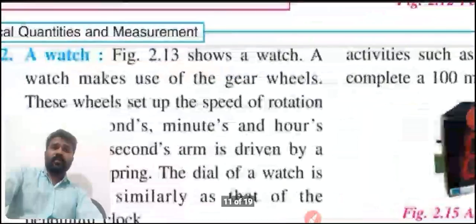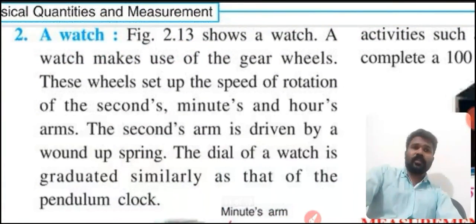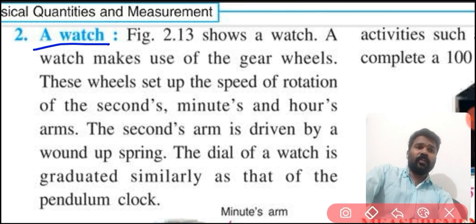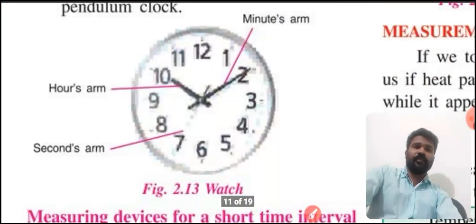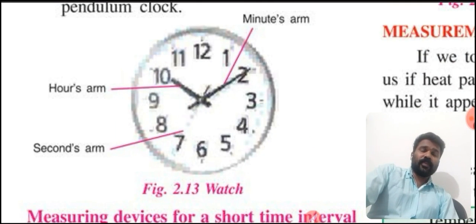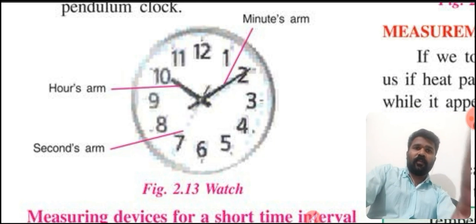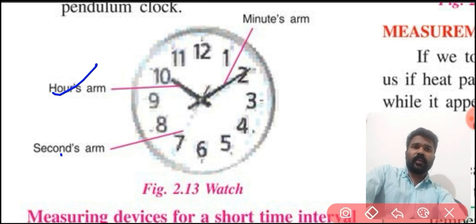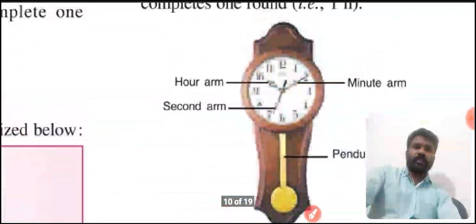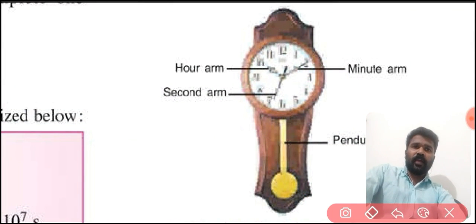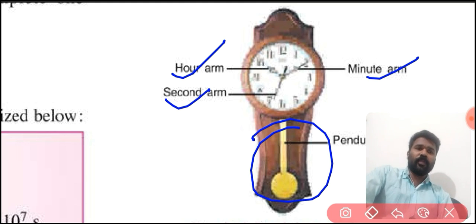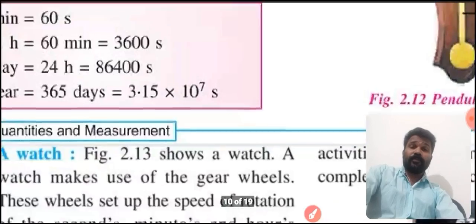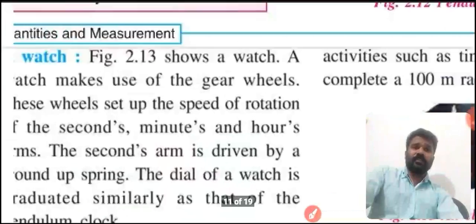Okay, students, now we are going to discuss a watch. Figure 2.13 shows a watch. It's familiar to you. Just observe the hours arm, seconds arm, minutes arm. Once again we can watch this diagram. What are the parts? You see once again, hours arm is there, seconds arm is there, then minutes arm. Then the pendulum is this one. Now we are going to discuss the watch.